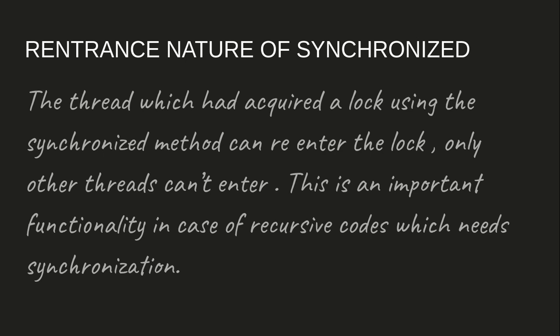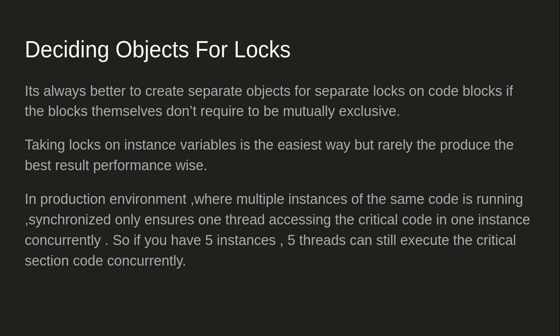So to summarize this lecture, we have gone through 3 very important concepts. One is the reentrant nature of the synchronized block. Second is the visibility nature of the multi-threaded environment, that is, even if multiple threads are not trying to modify a shared resource, you might have to use a synchronized block, or you might have to mark your variables as volatile. And the third is which objects you should take as locks. We figured out that it is always better to create separate objects for separate locks on code blocks if the blocks themselves don't require to be mutually exclusive.